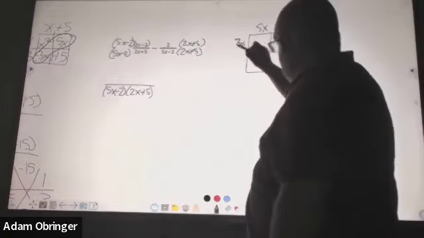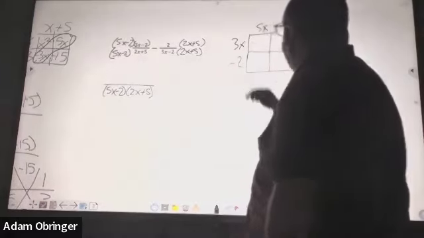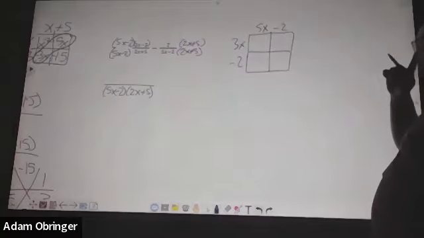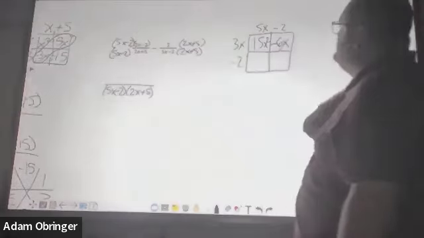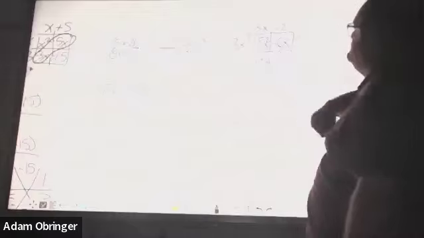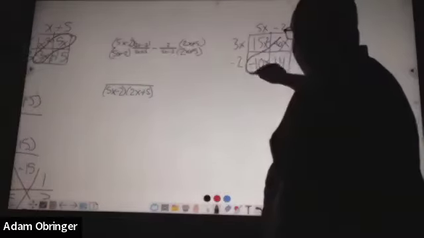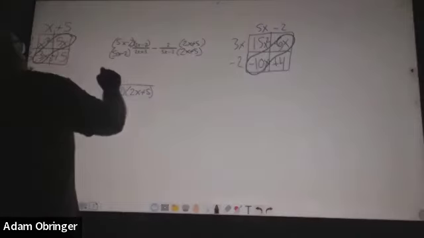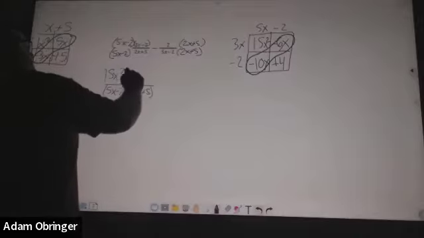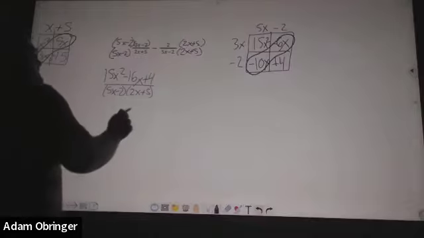So 5x minus 2, 3x minus 2. Timesing, we get a 15x squared, a minus 6x, a minus 10x, and a plus 4. And if I combine my diagonals, a negative 6 and a negative 10 will get me a negative 16. So 15x squared minus 16x plus 4.